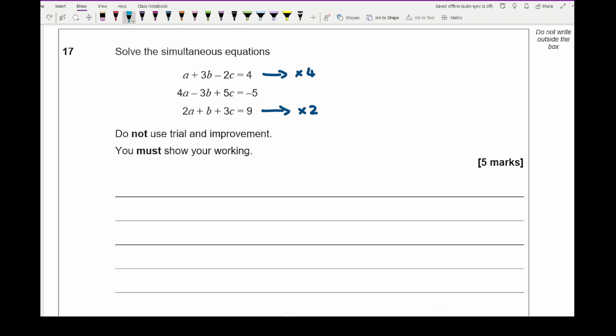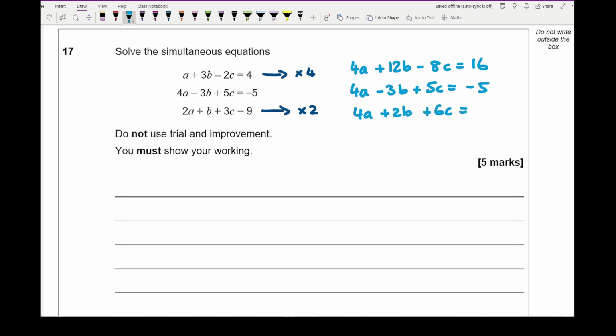So if I multiply this first equation by 4, I end up with 4a plus 12b minus 8c, and that equals 16. The second equation I'm going to leave the same, so that's minus 3b plus 5c equals minus 5, and I end up with 4a plus 2b plus 6c, and that equals 18. Now I'm just going to label these as #1, #2, and #3.